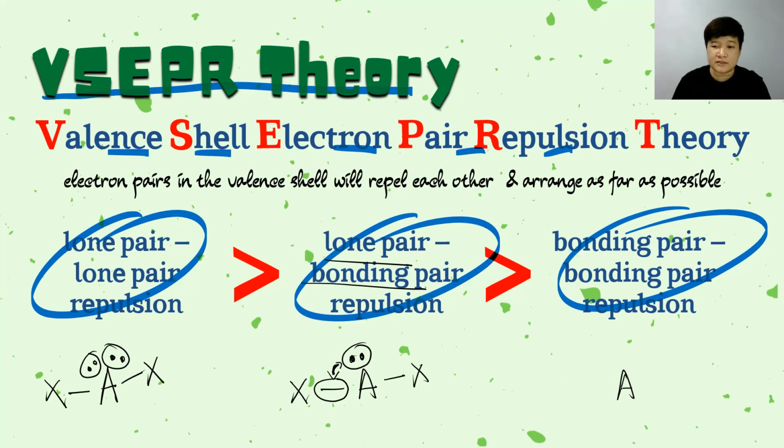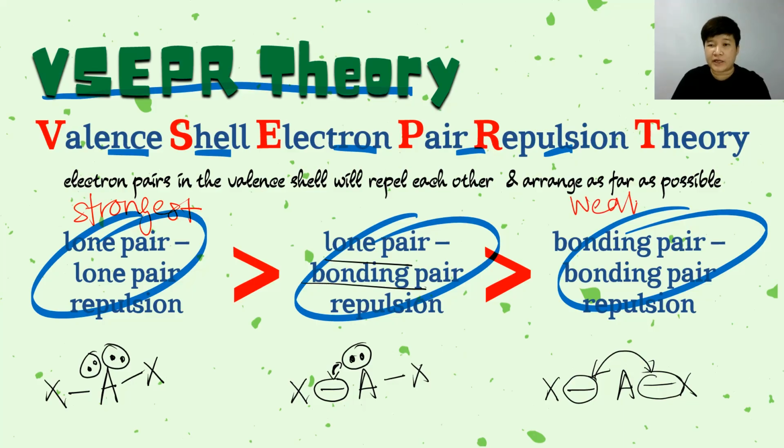And last but not least, when you only have bonding pairs, you will still have repulsion where the bond and the bond will repel each other. And obviously, the lone pair repulsion is the strongest among these 3. And your bonding pair repulsion is the weakest repulsion among these 3.